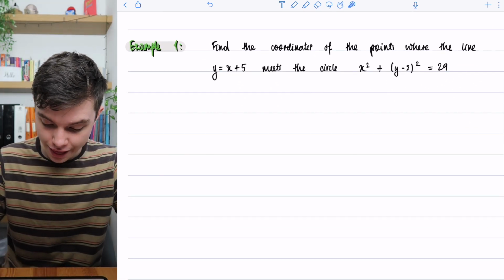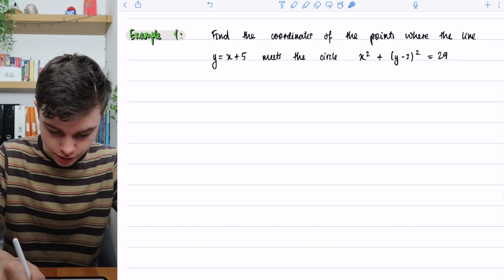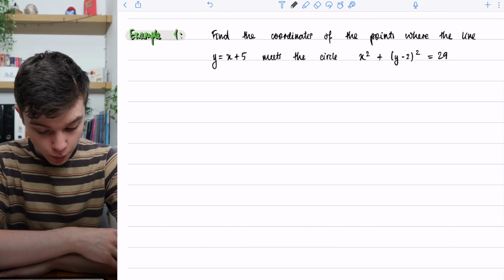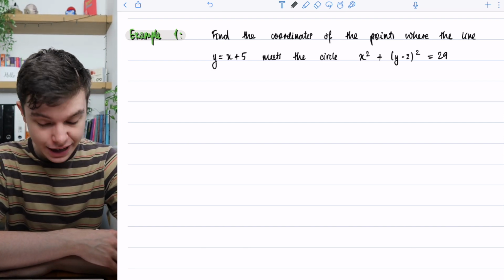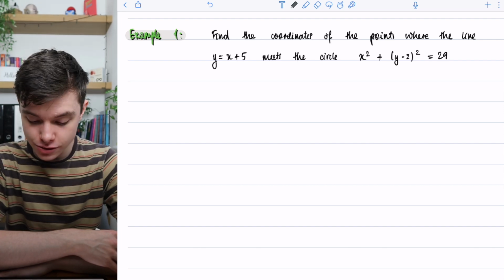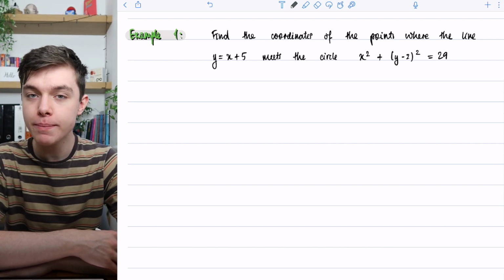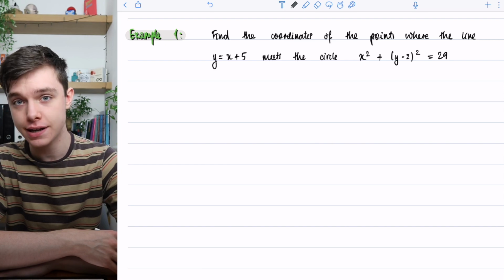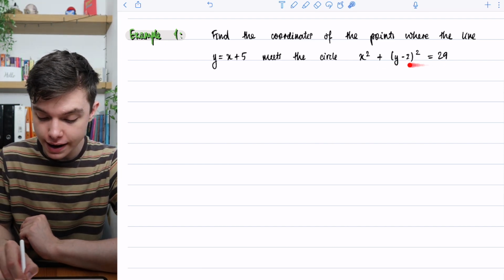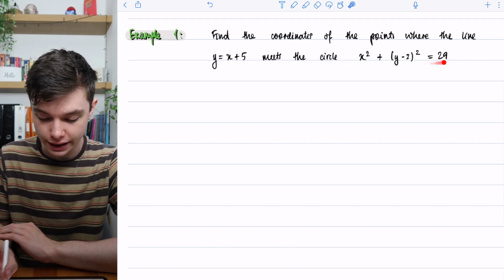Let's have a look at the first example for this lesson. We want to find the coordinates of the points where the line y equals x plus 5 meets the circle x squared plus (y minus 2) all squared is equal to 29. Hopefully from the previous video you can recognise this equation of the circle.